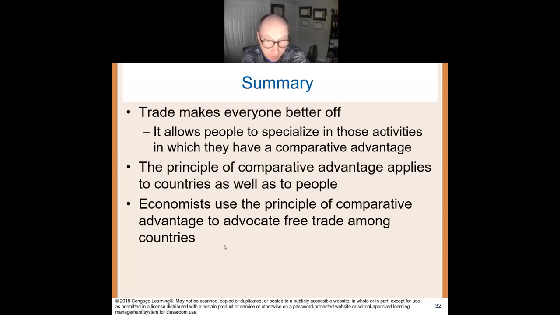The whole idea behind trade is that everyone's better off because of trade. We have countries that specialize in certain products. We have countries that are reliant on other countries for certain products. But all in all, as the world continues to trade with each other, everyone will be better off from that trade. And of course, economists, from the general sense, use the principle of comparative advantage to advocate for free trade among countries. The idea of free trade means that there are no tariffs involved.